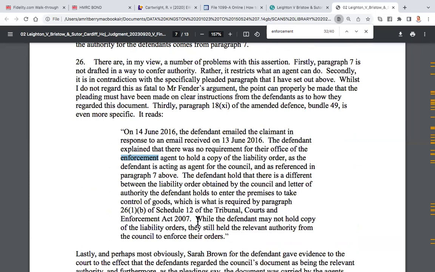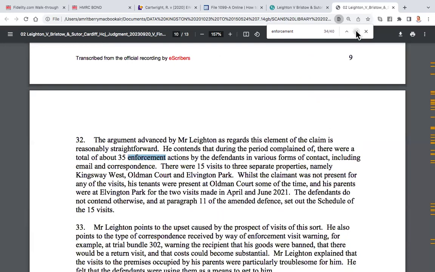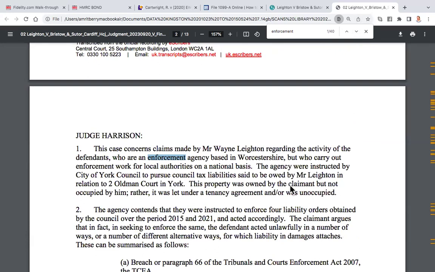While the defendant may not hold a copy of the liability orders, they still held the relevant authority from the council to enforce their orders. See, there's a contradiction here because in the end, Wayne Layton was not required to pay his council tax because the liability order was issued by the council and not the magistrate's court. That was a big flaw that they didn't really notice, didn't use the precedent to the other liability orders, which is what we're trying to do. So the judge's conclusion was pretty biased, and that's why there is an appeal.